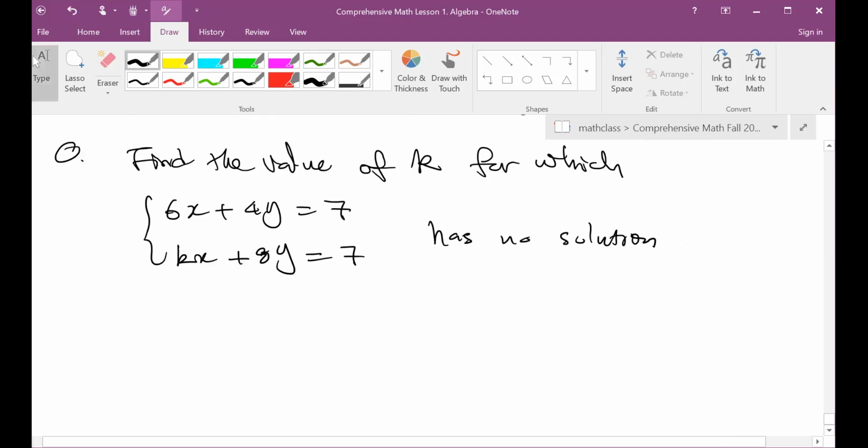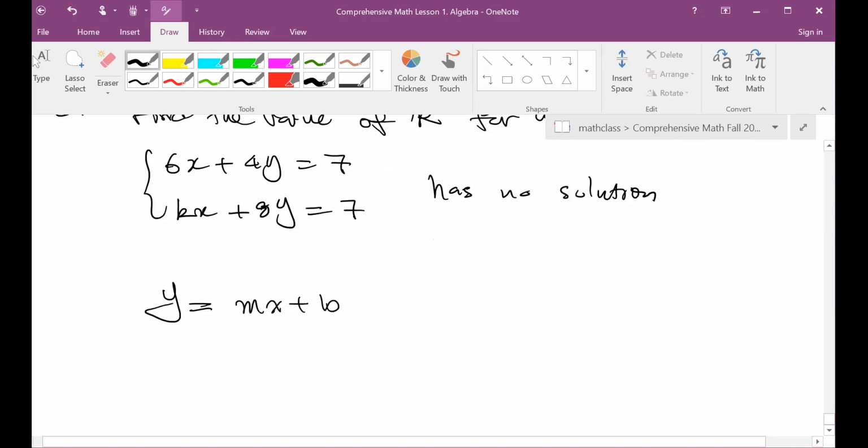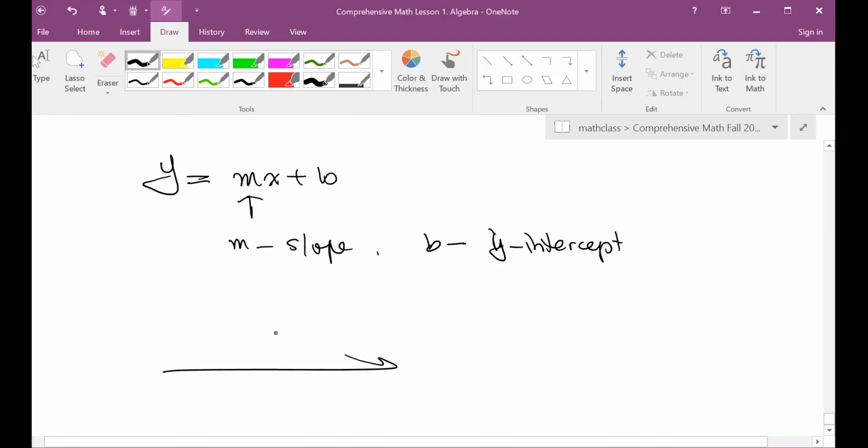Now, how do we understand this problem geometrically? Okay, so let's take a look at the equation. If you're able to simplify to the form y equals mx plus b, that means m is the slope and b is the y-intercept. So when x equals 0, y is b. So that's why b is called the y-intercept.